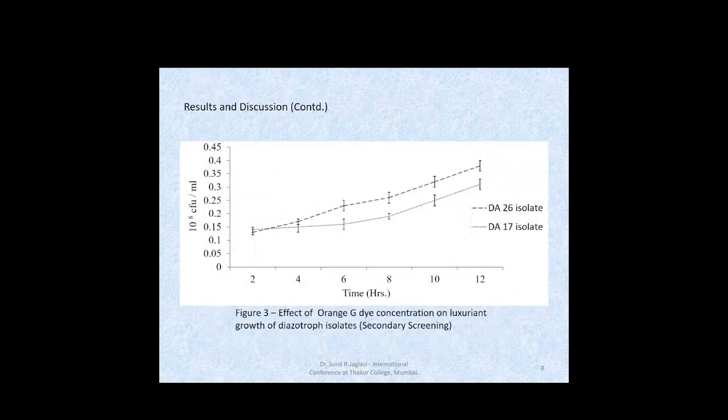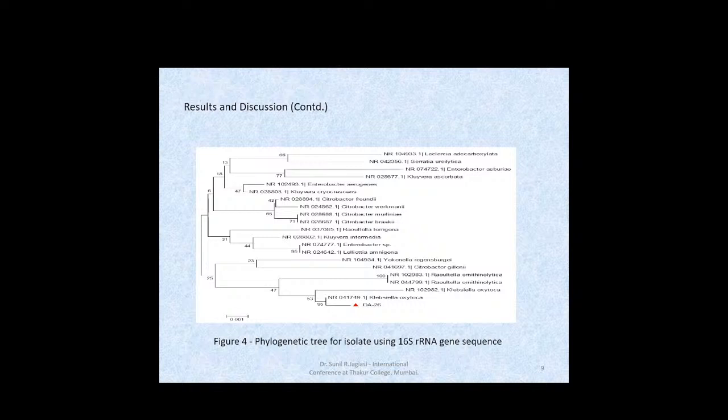As I told you, luxuriant growth was checked in terms of growth curve. Here you can see that isolate Da17 showed a lag period compared to isolate 26. A lag period is never accepted for the commercialization of any process or product, so it was ruled out from further studies, and only isolate Da26 was selected. The identification, as I told you, was done with reference to morphology, biochemical and cultural characteristics according to Bergey's manual, followed by 16S rRNA sequencing, and it was identified as Klebsiella oxytoca.